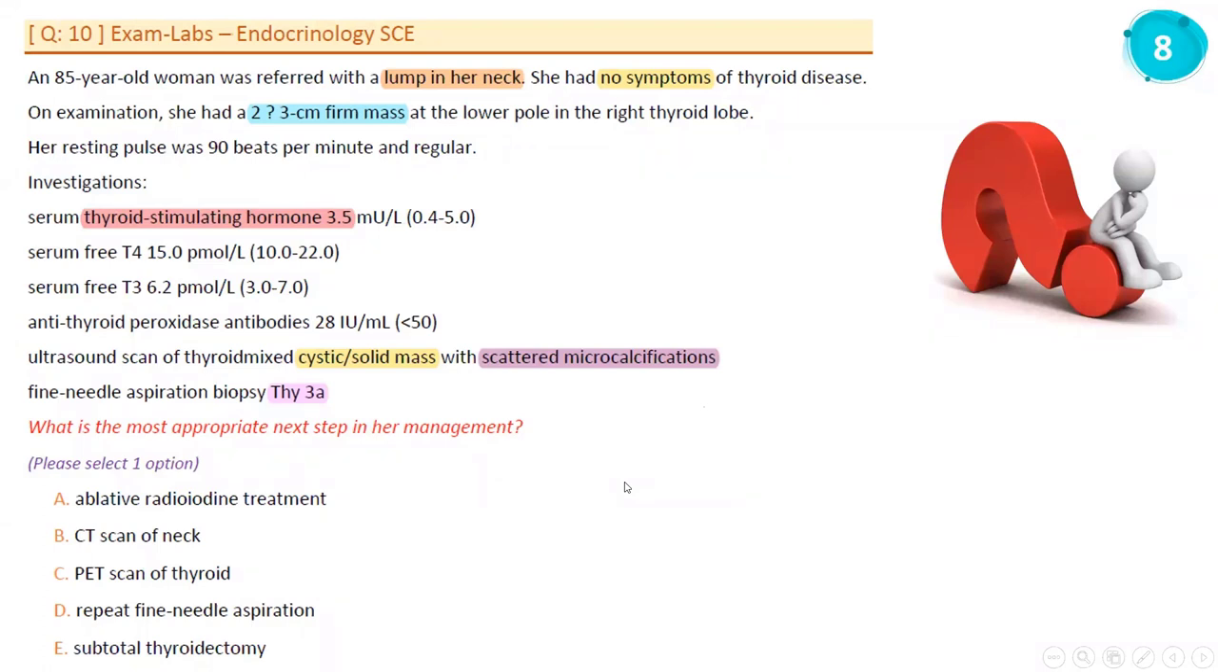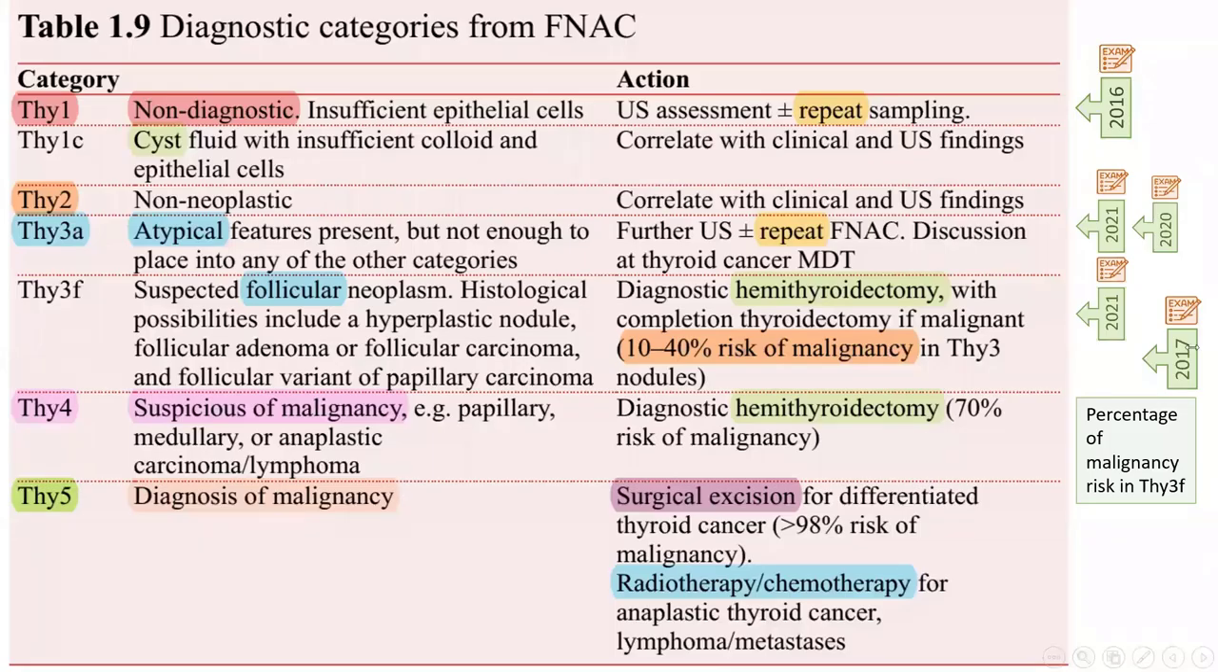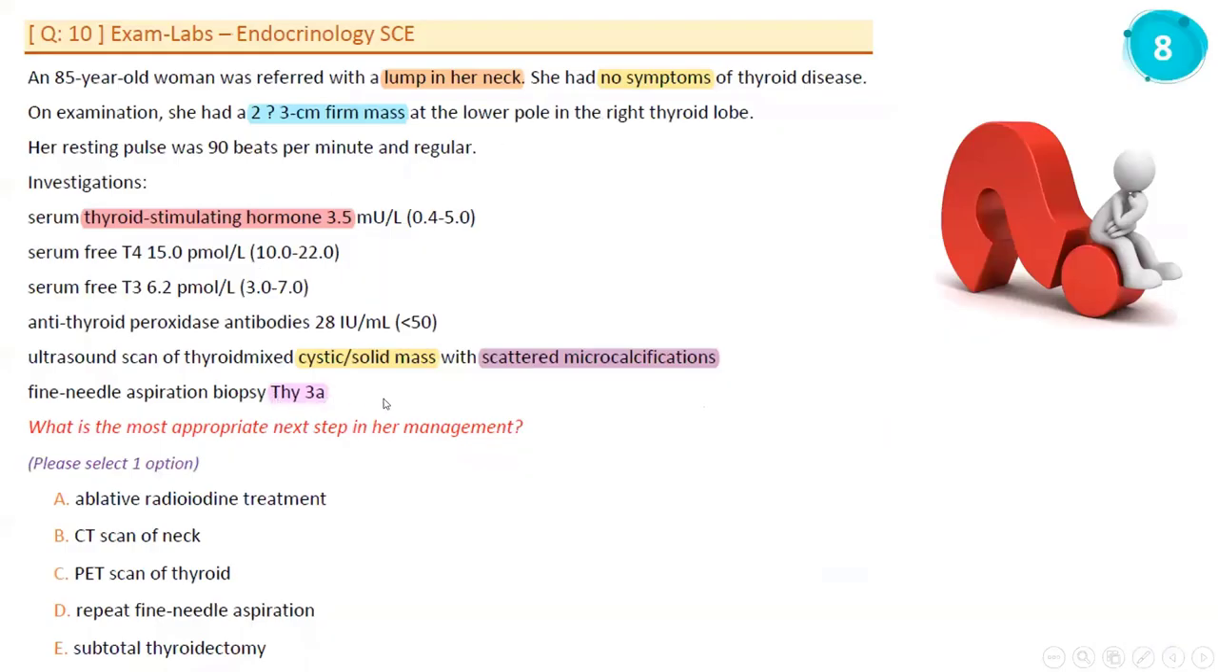So I see most of you chose D. Okay. And someone chose E. Actually, as we mentioned in the previous slide, this is Thy 3A, repeat fine needle aspiration biopsy. Thy 3F, hemithyroidectomy. So in this question, Thy 3A, what is the best option? Repeat fine needle aspiration biopsy.